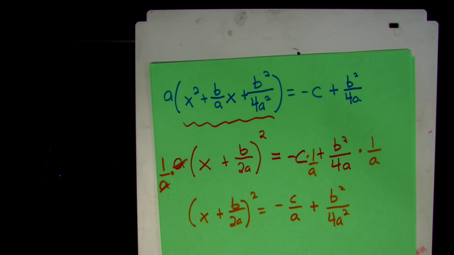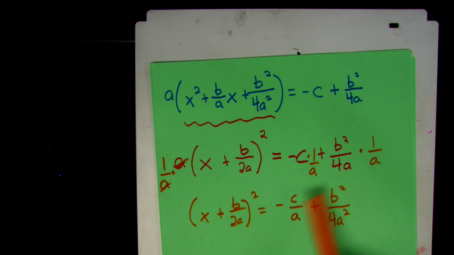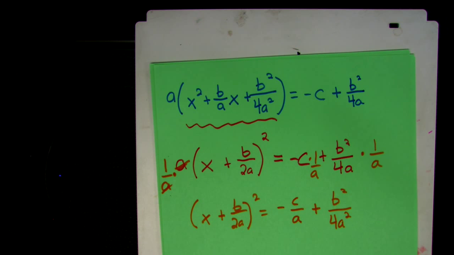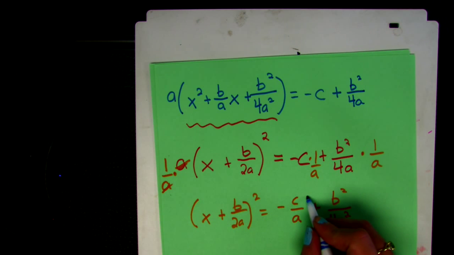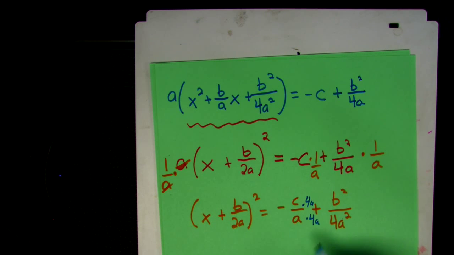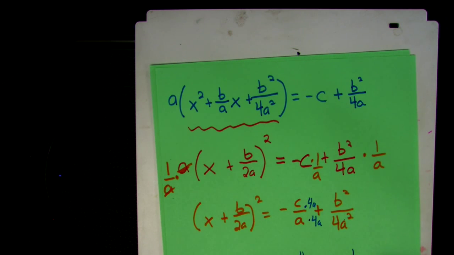All right, so before we square root both sides, I want to go ahead and simplify this a little bit more because I've got two fractions going on. In order to add these two fractions, I have to have a common denominator. So to have a common denominator, I need to multiply this first fraction by 4a. So then I get negative 4ac over 4a squared plus b squared over 4a squared.